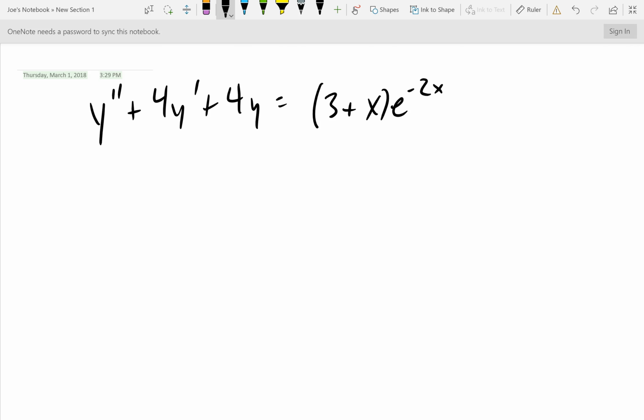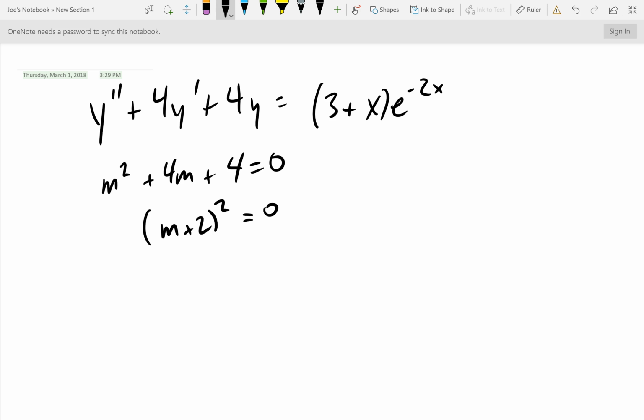All right, now we're going to solve a non-homogeneous linear differential equation using the method of undetermined coefficients. So again, remember our first step is to find the complementary solution, or the solution to the associated homogeneous equation, which in this case, the characteristic equation would be m squared plus 4m plus 4 equals 0. I think it's pretty easy to see that that factors as (m plus 2) squared equals 0.